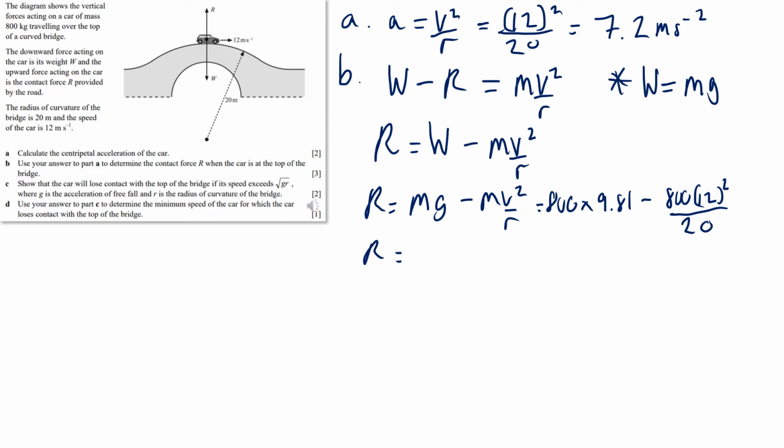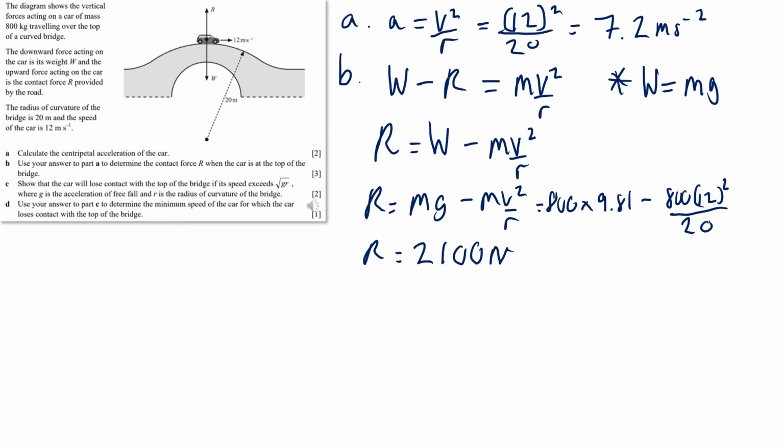So to two significant figures, I get a force of 2,100 newtons. So that's part B done. We now need to think about part C. We need to show that if the speed exceeds root gr, it will lose contact with the bridge. So let's go through part C.